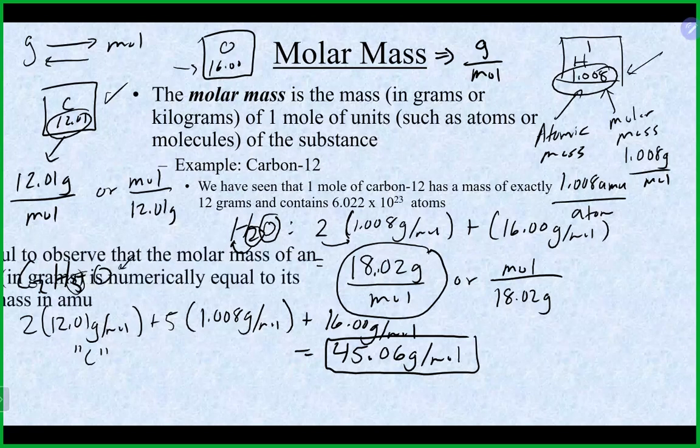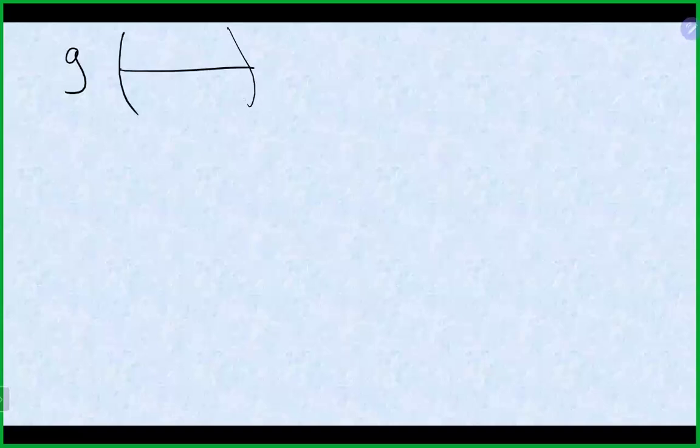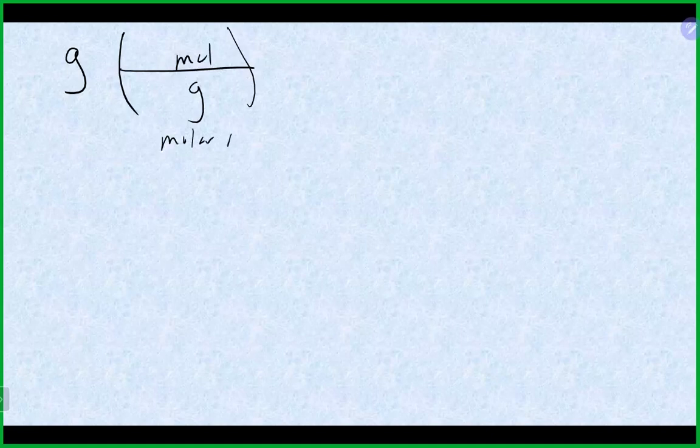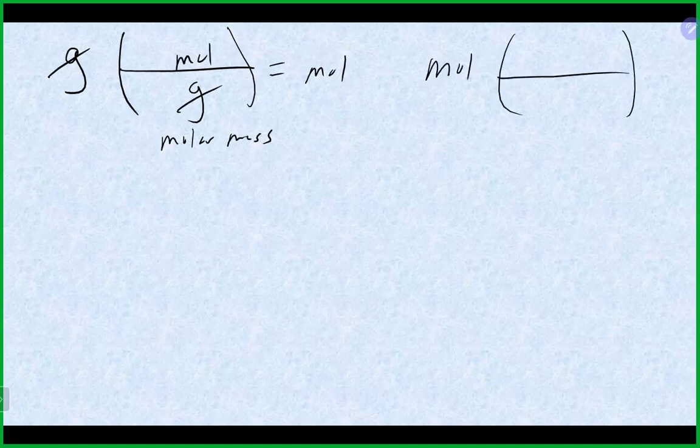So if you had grams and you wanted moles, you would divide by the molar mass. So you take the grams per mole, this would be our molar mass, and the grams would cancel, and that would give you moles. If you had moles and you wanted grams, you would multiply by the molar mass. And the moles will cancel, and that's going to give you grams.